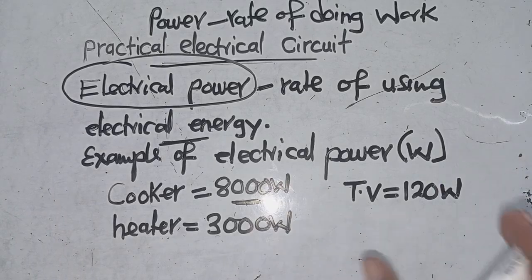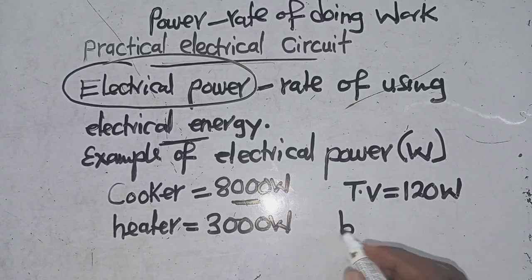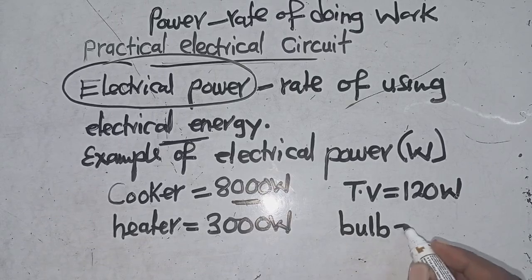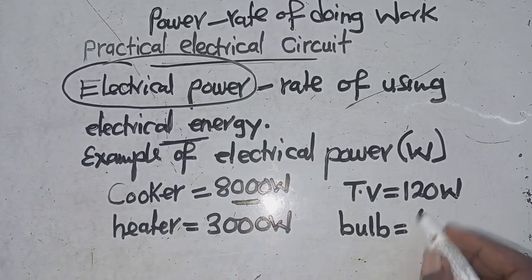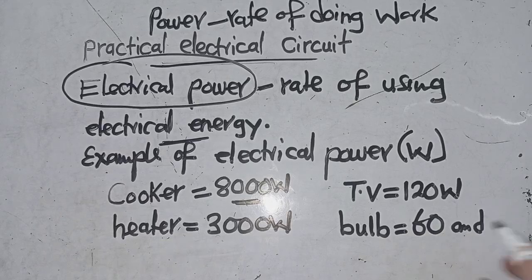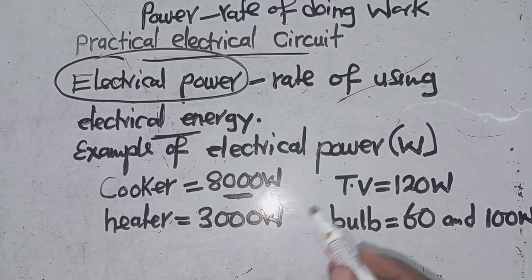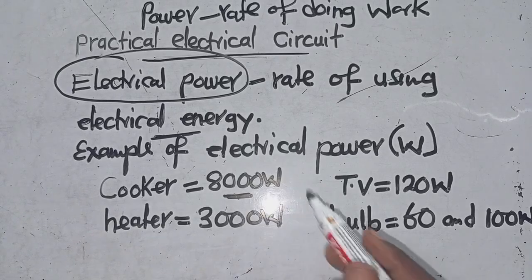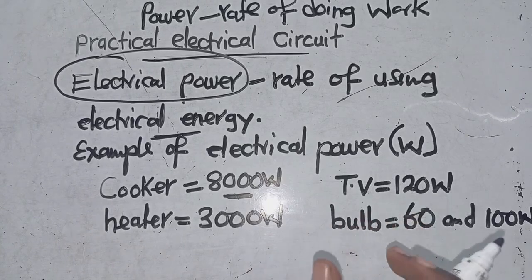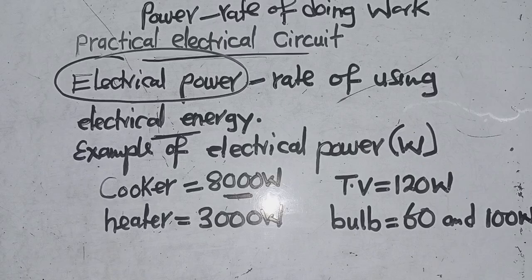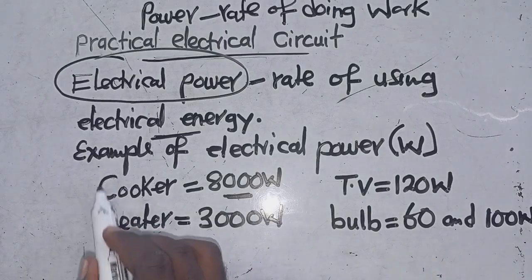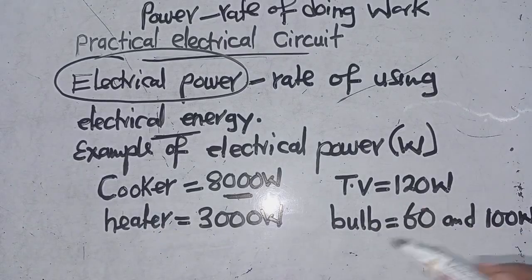So these are just some of the examples that you need to understand. You can have a question in an exam. So a bulb is 60 and 100 watts. These watts, you can also put here. I guess this light that is here is not disturbing anyone, just a torchlight from the phone. So this is what you need to know. These are certain things that you have to understand. So we are talking about a cooker, heater, TV, and a bulb.